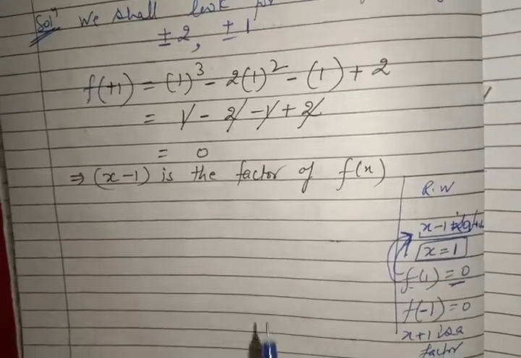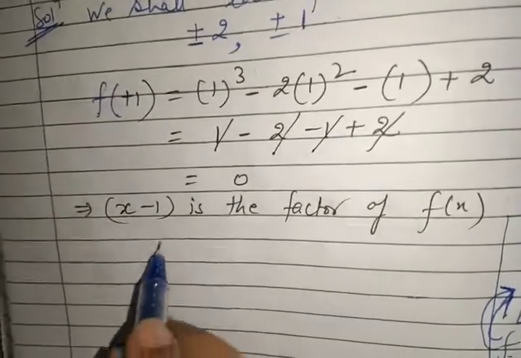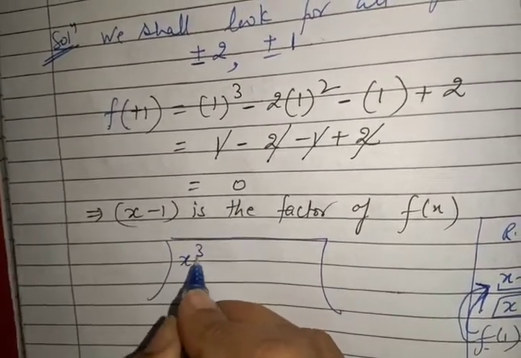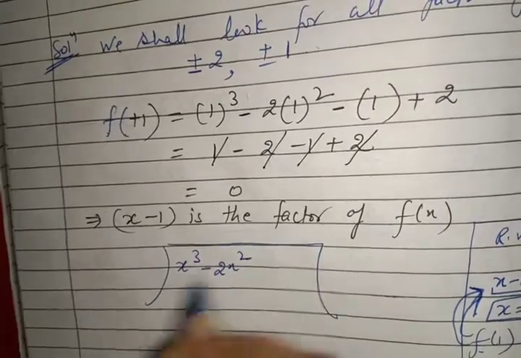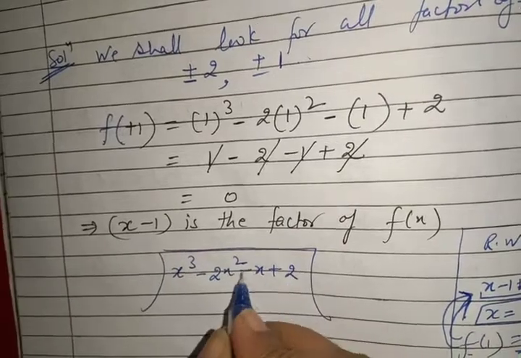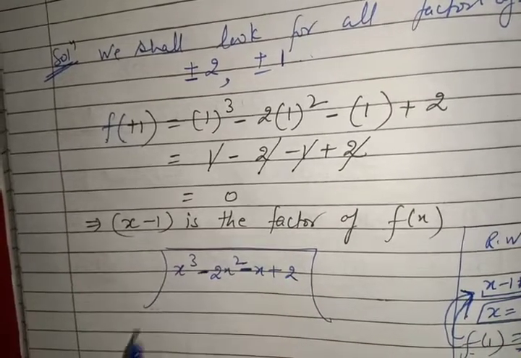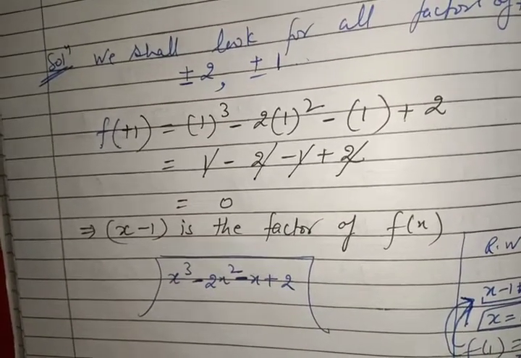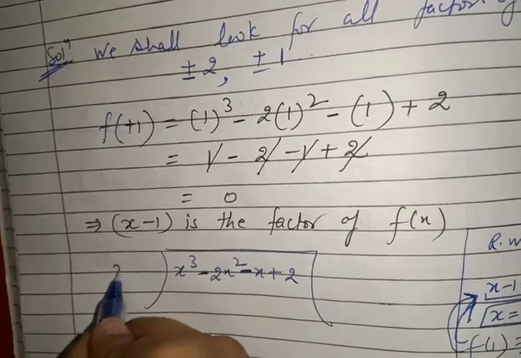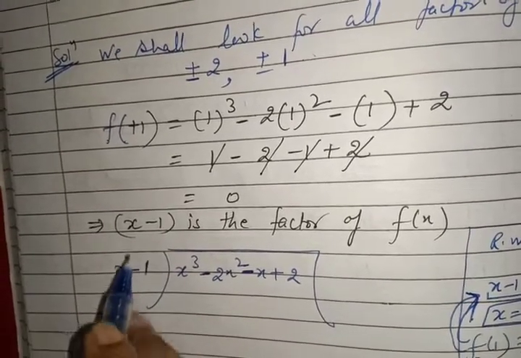And we will check it by long division. So long division, x cube minus 2x square, minus x plus 2. Second step we have started. I told you just now that this question has 3 steps: trial method, long division, splitting the middle term. So one factor we have got by trial method.